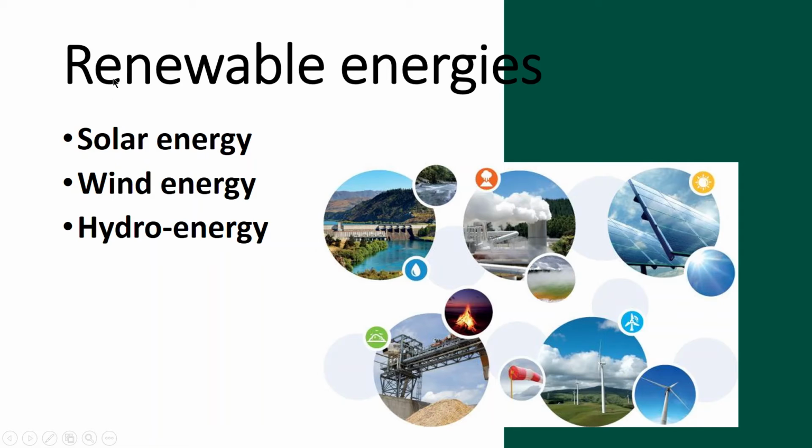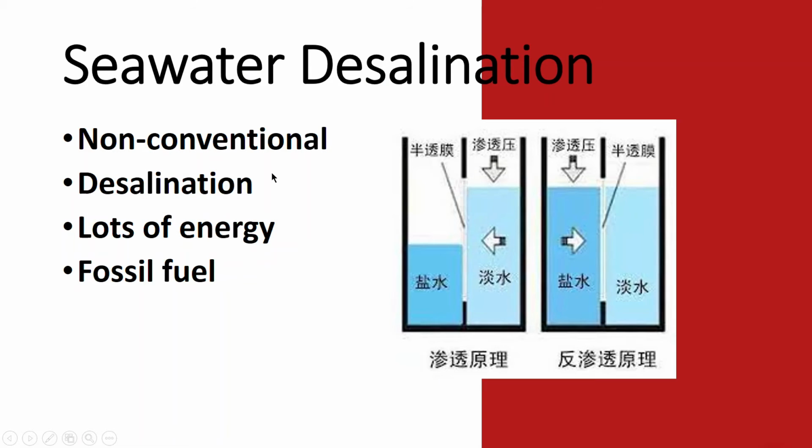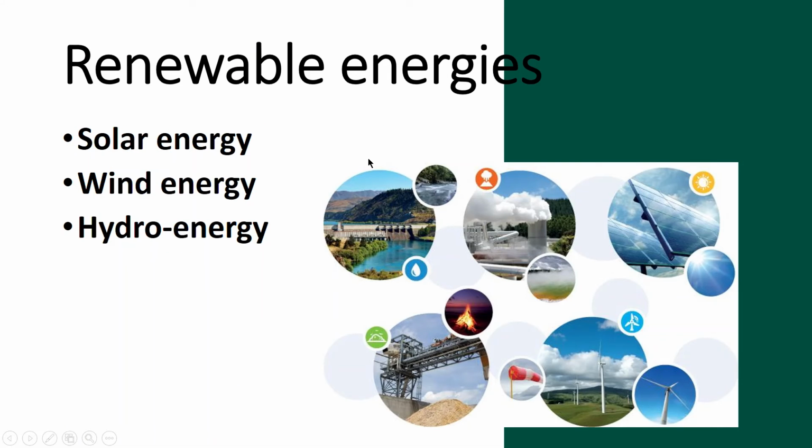And now let's talk about renewable energies. Why do we want to use renewable energies? Because we want to replace fossil fuel. So we will use this kind of energy. First is solar energy. Second is wind energy.